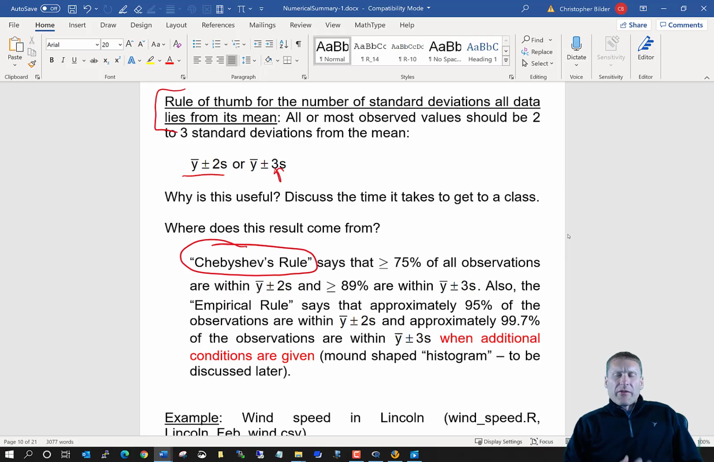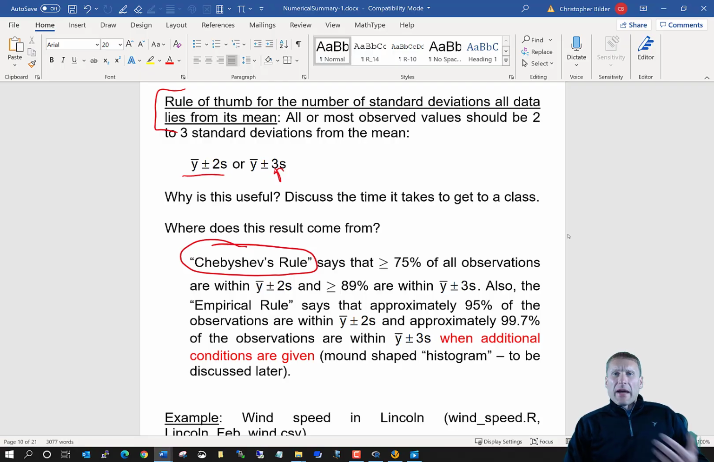And what Chebychev's rule says is that at least 75% of all observations should be within 2 standard deviations from the mean. And at least 89% of all observations, and this is actually no matter what, should be within 3 standard deviations from the mean. Well, where does this come about?